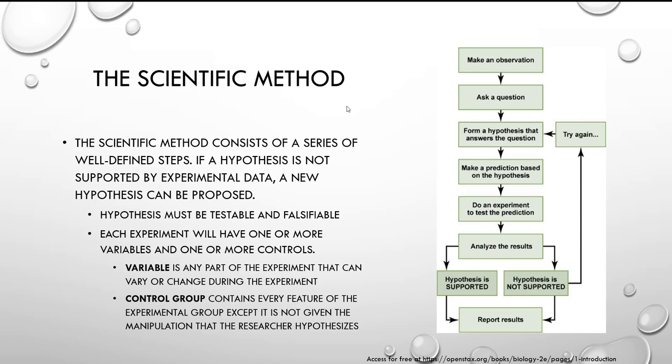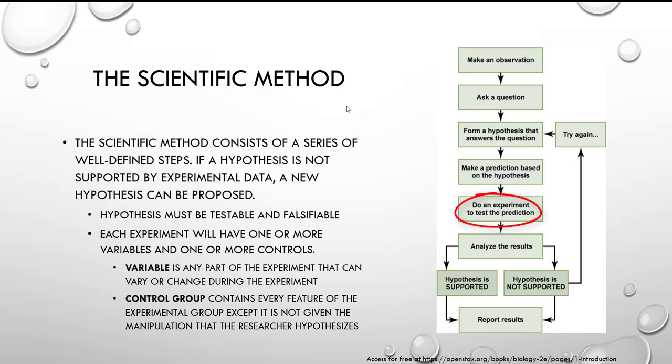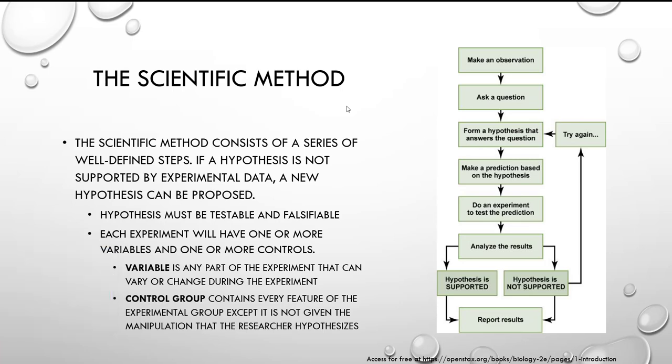But I can make a prediction, and usually predictions, by the way, are in an if-then format. If I give fertilizer to plants, then they'll grow faster. If I don't give fertilizer to the plants, then they won't grow as fast, or something like that. Then I will come up with an experiment, and in this case, I could do a controlled experiment. A controlled experiment means that I'm trying to control for my variables. A variable, by the way, is any part of the experiment that can vary or change during the experiment.